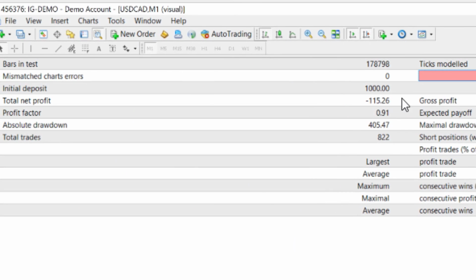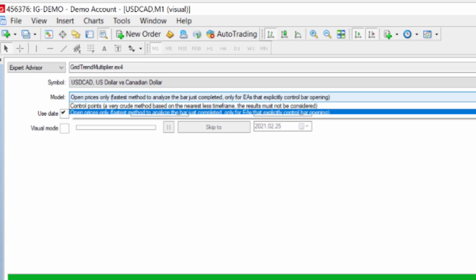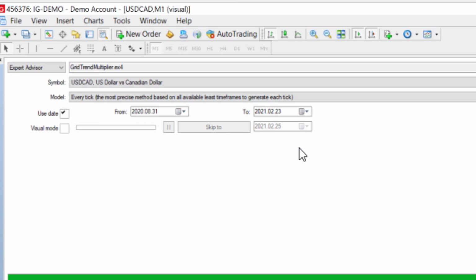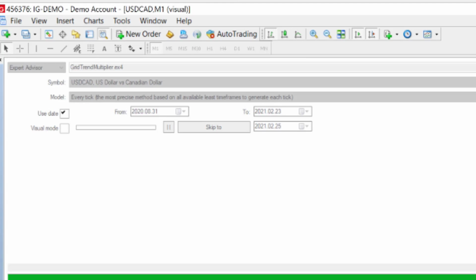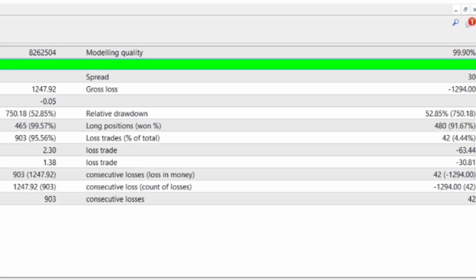Okay, so now it's saying we would have made a small loss. Now it's interesting, the loss is in fact 600 on the live account. It's a little bit smaller there. Let's run those settings on the tick data and see what happens then. Now this will take a little bit longer. Okay, so it's all over now, and let's have a look at the results.